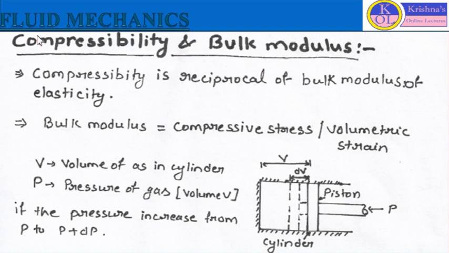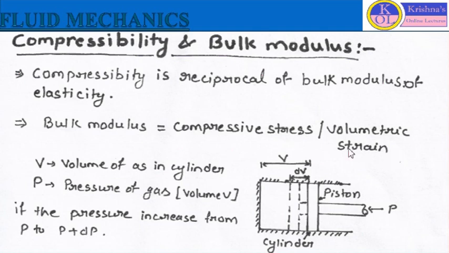Now let's come to the main topic, that is compressibility and bulk modulus. Compressibility we can define as the reciprocal of bulk modulus of elasticity. So first we have to define the bulk modulus of elasticity, then only we can define the compressibility. Bulk modulus is the ratio of compressive stress and the volumetric strain. Compressive stress can also be considered as increase of pressure. So bulk modulus is the increase of pressure divided by the volumetric strain.